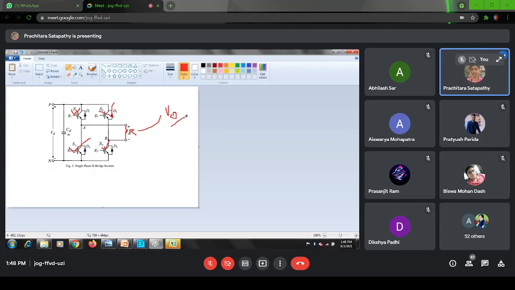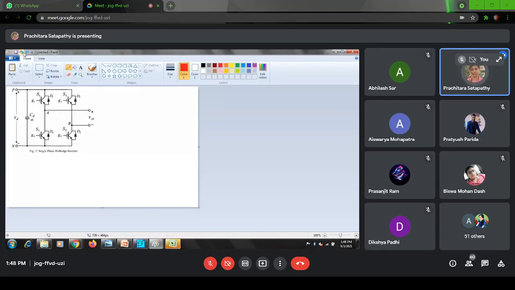Understood? This is one difference between VSI and CSI. So here if you change the load, the output voltage waveform will not change. The output current waveform will change. Understood? VSI means the voltage waveform will remain fixed. In CSI the current waveform will remain fixed. If it changes, the opposite will change. Understood? Yes, ma'am.